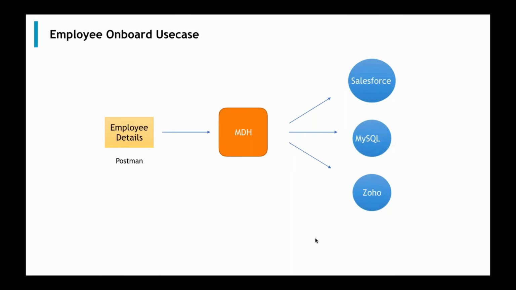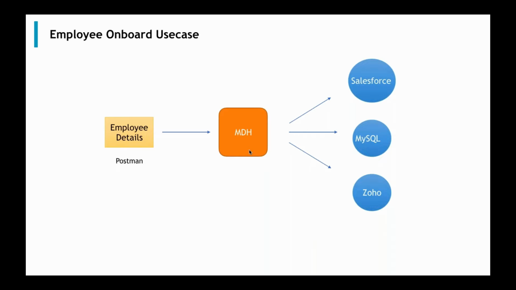Today we are going to discuss the employee onboard use case. Consider an organization that maintains its employee contact information across multiple applications. So it's always a best practice to have a single source of truth. MasterDataHub here gives us that single source of truth.